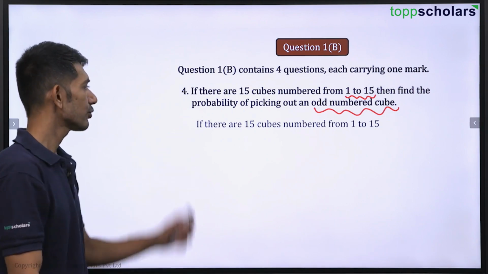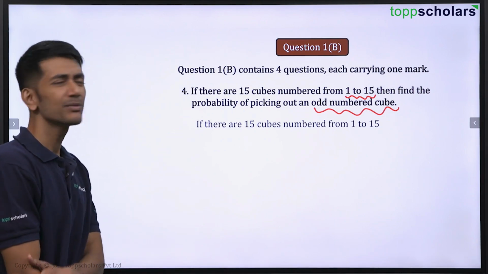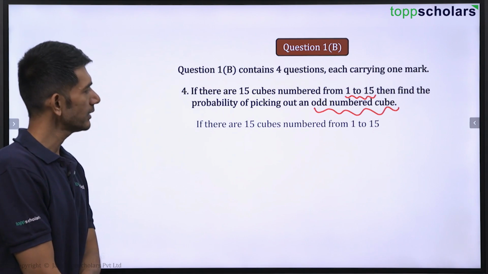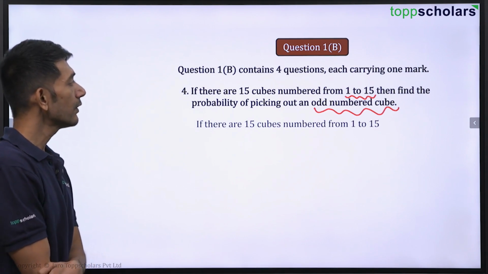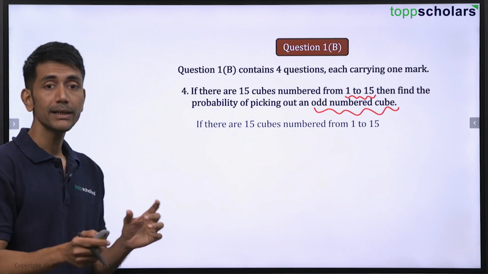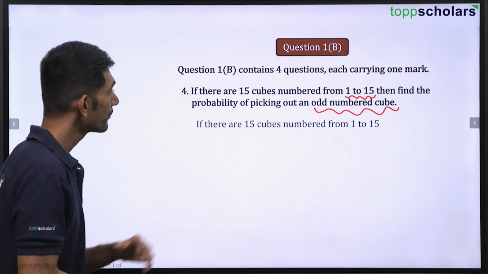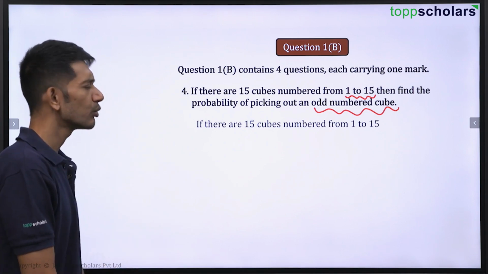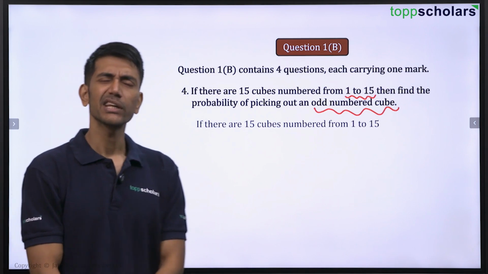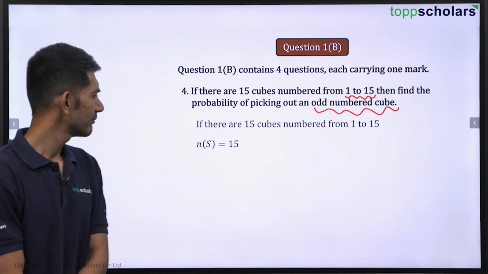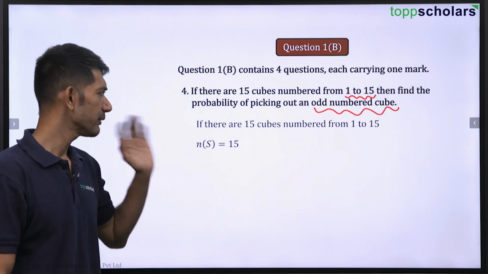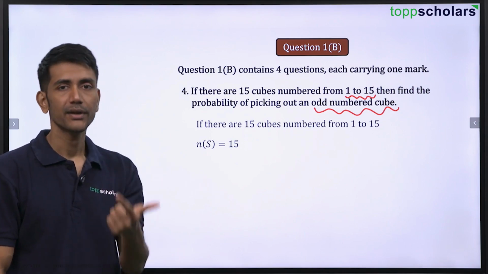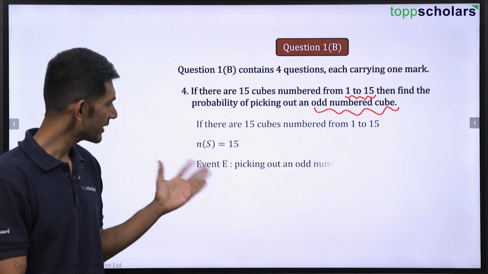Okay, so here, how many cubes are there? 15. They're numbered from 1 to 15. We are supposed to find the probability of picking an odd numbered cube. Now from 1 to 15, how many odd numbers are there? Obviously n of S will be 15. Odd numbers will be 1, 3, 5, 7. So let us just write it down, right?